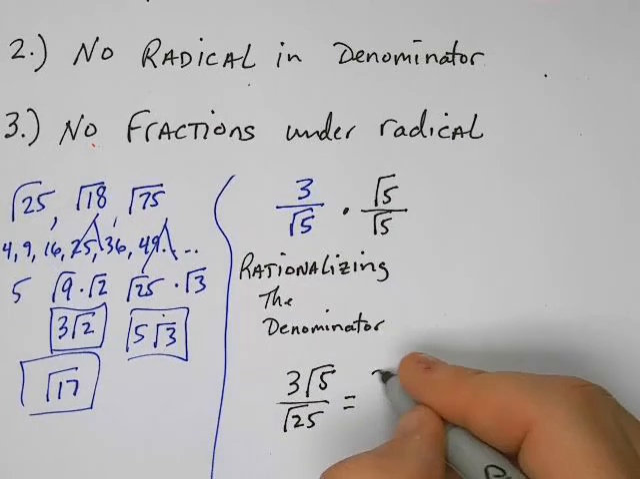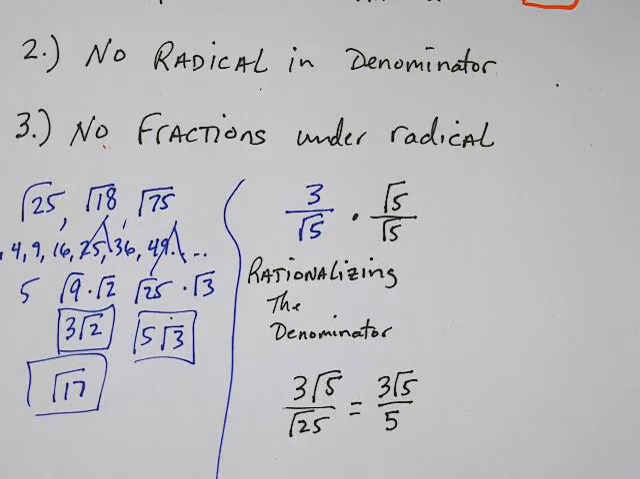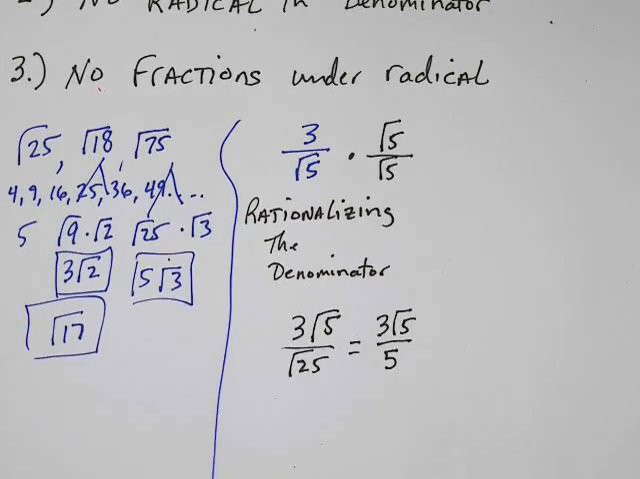Now let's simplify. What's the square root of 25? Notice, voila, like magic, the radical sign disappeared in the denominator. So I have 3 radical 5 over 5.